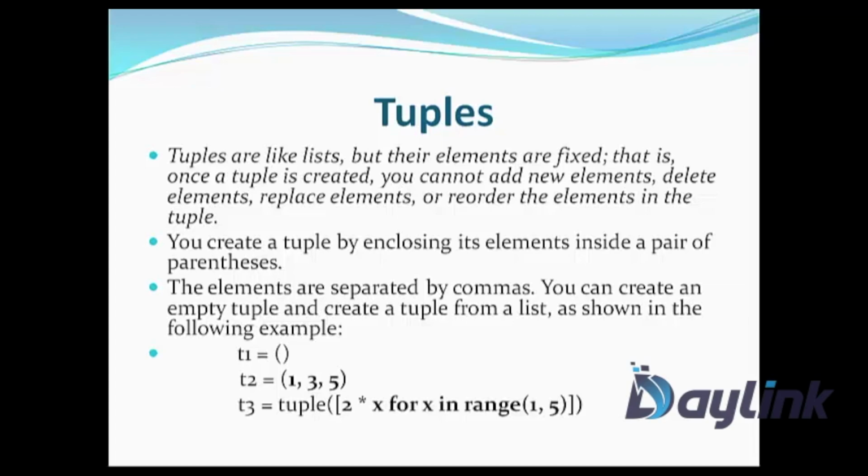A tuple is very much like a list, except that its elements are fixed. Furthermore, tuples are more efficient than lists due to Python's implementation. As shown in the following example, t1 is equal to empty parentheses, t2 is equal to (1, 3, 5), and t3 is equal to tuple(2 * x for x in range(1, 5)).